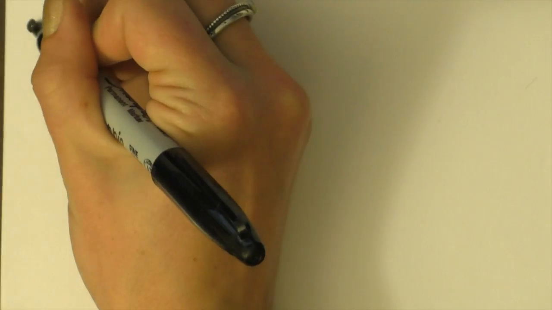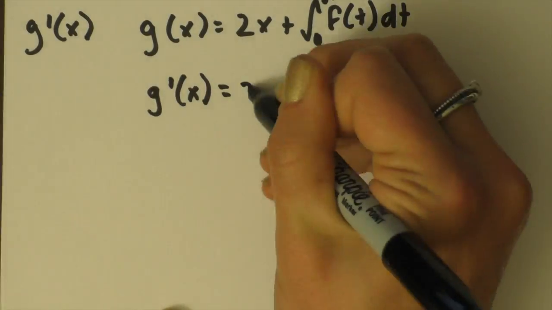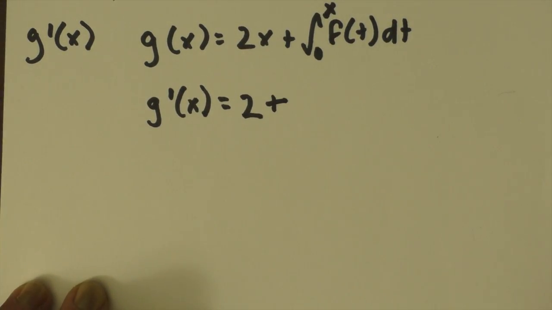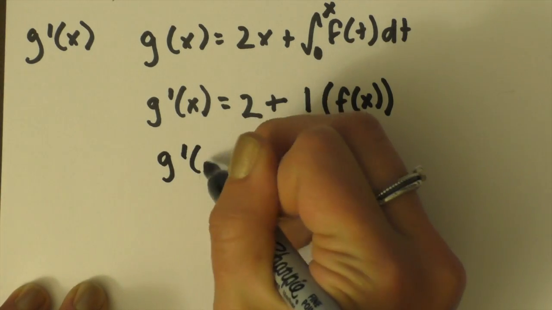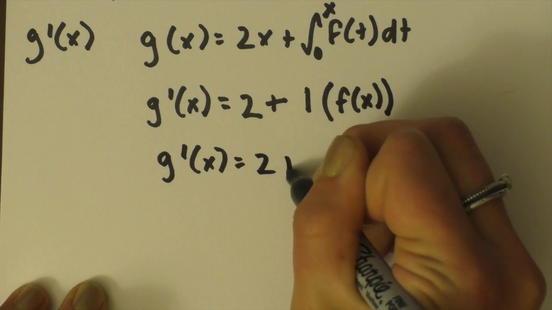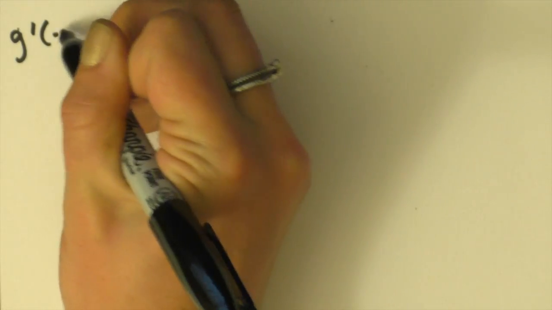Next, we'll solve for g'(x). g'(x) equals 2 plus f(x). For the final part of part A, we need to solve for g'(-3).